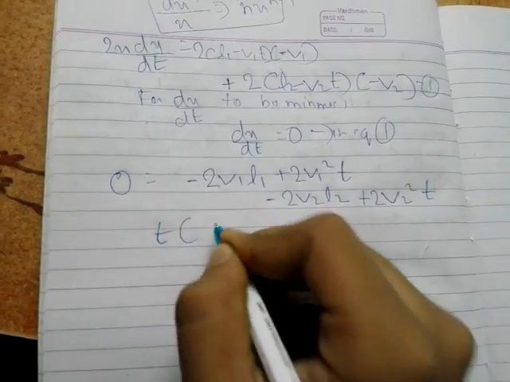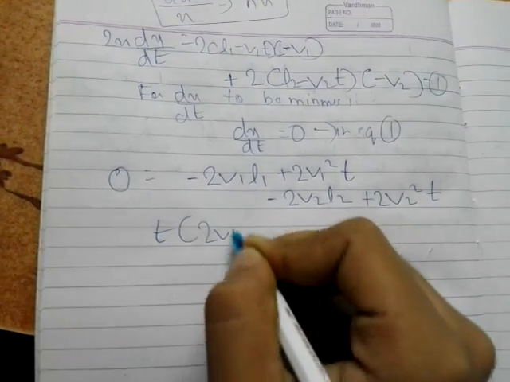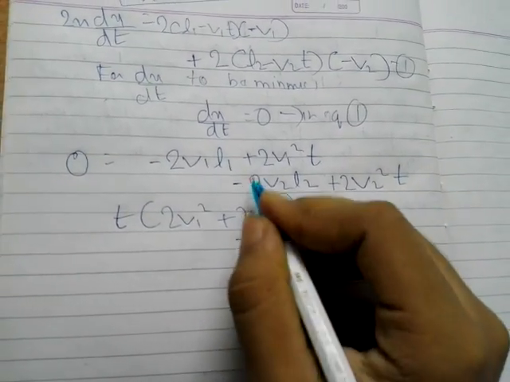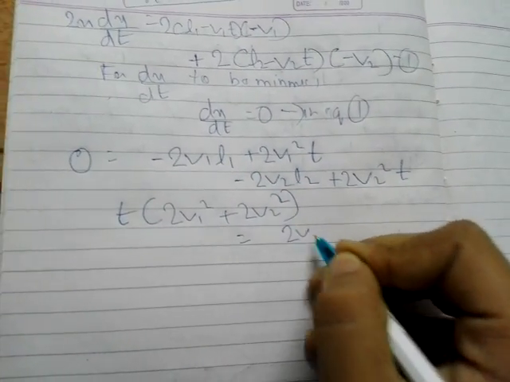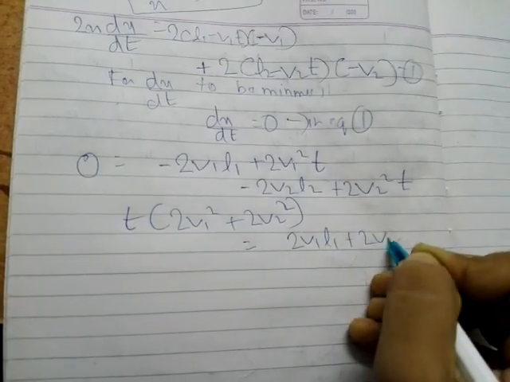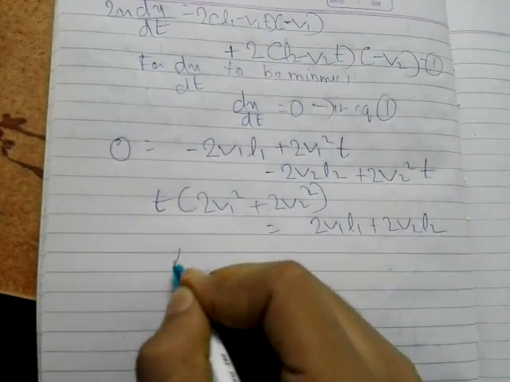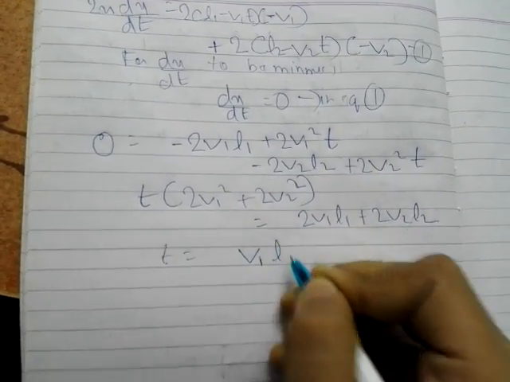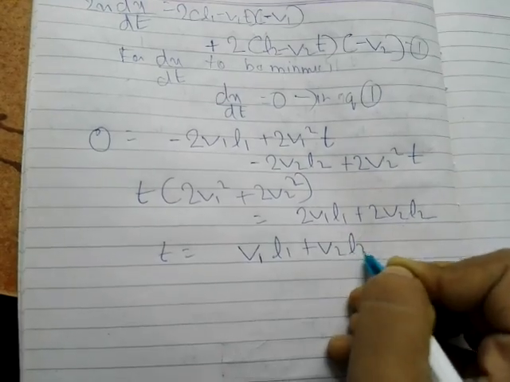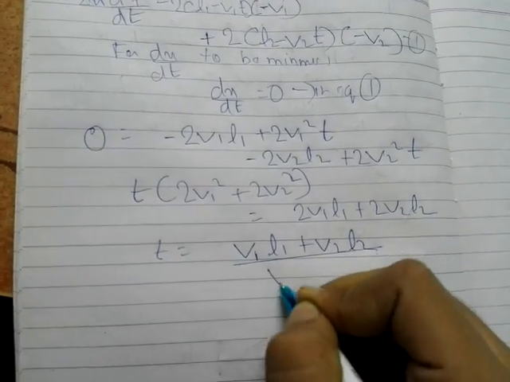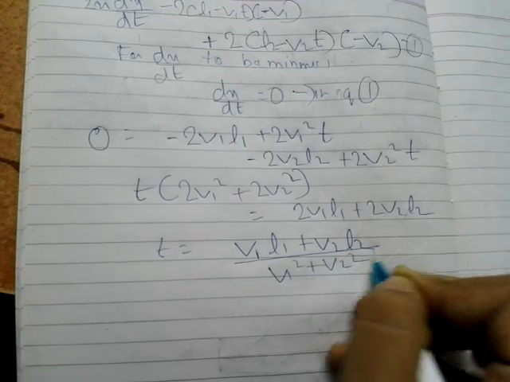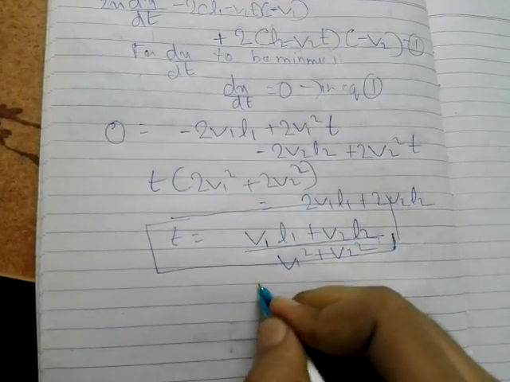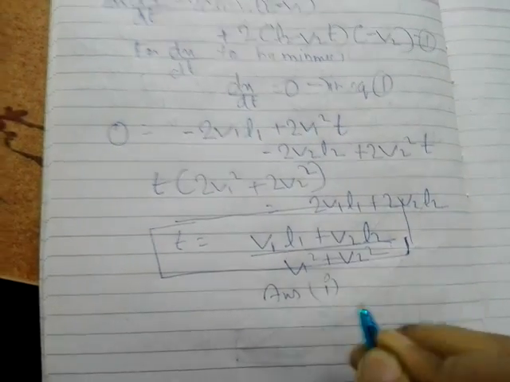From here we can easily find out the value of t. Taking t as common here, we get 2v1 square plus 2v2 square, which in turn is equal to 2v1 l1 plus 2v2 l2, and we can simply get time as, as 2 cancels out with each other, we remain with this thing over here. So this is our first answer to this question, first part, sorry.